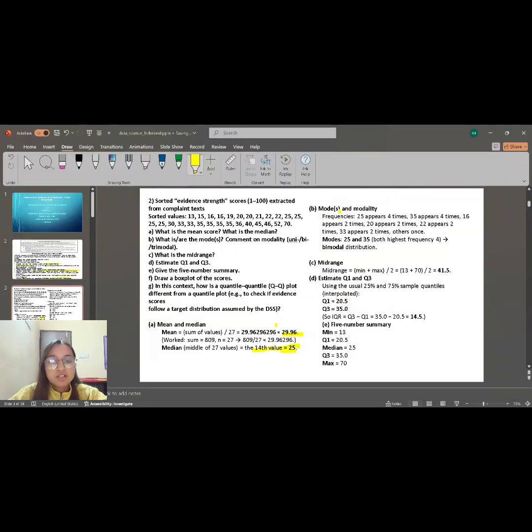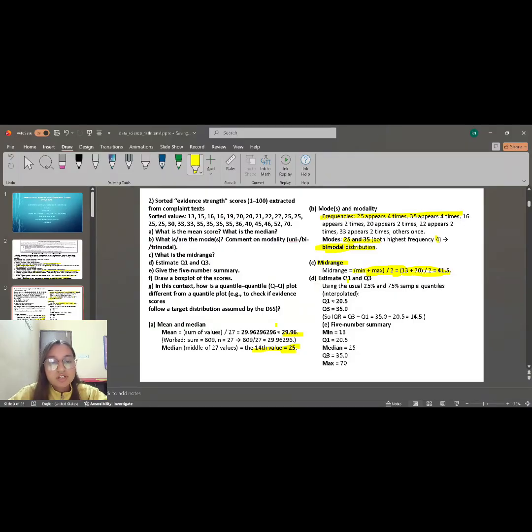B part, we have to find mode and modality. First, we will find the frequency of all the elements, and the highest frequency is of 25 and 35, that is 4. Here we found two modes, so it is a bimodal distribution. C part is to find mid-range. To find mid-range, we have to find the average of the min and max element of the data, that is 13 and 70. 13 plus 70 divided by 2, that is 41.5.